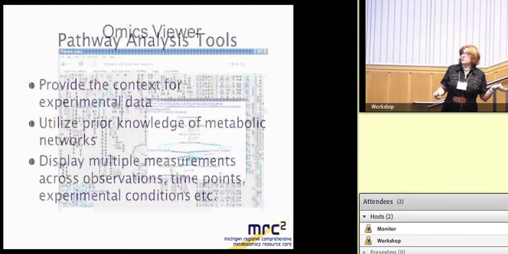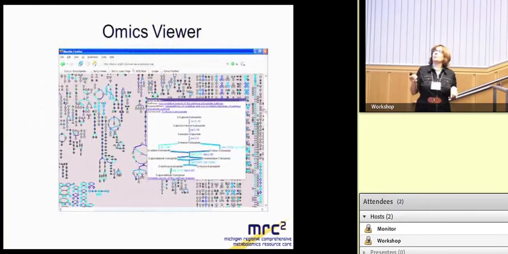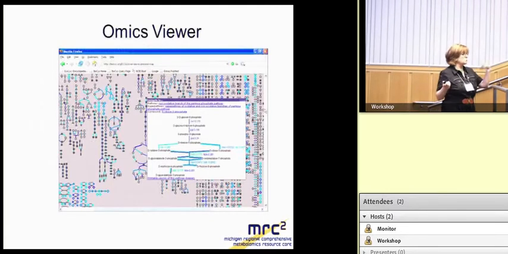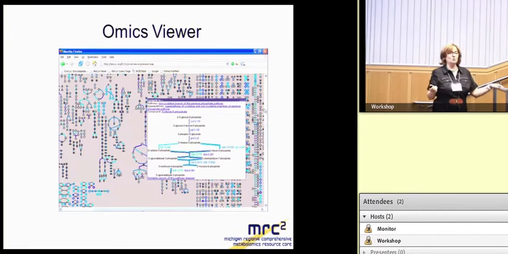So this is one of the very first tools of this kind. It's called Omics Viewer, and this is from Peter Karp's group again. This is part of their tool set. The great thing about it is that you don't really have to zoom in much. You can probably guess that this would be a TCA cycle here and this would be glycolysis. Their map is very visually appealing, very intuitive and easy to understand.